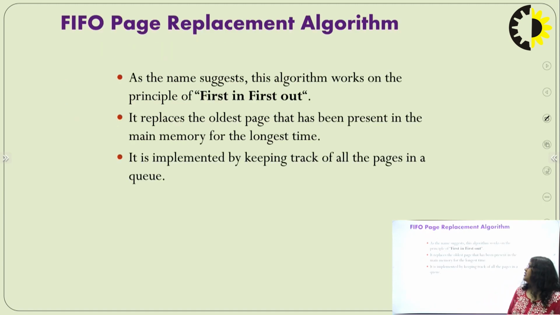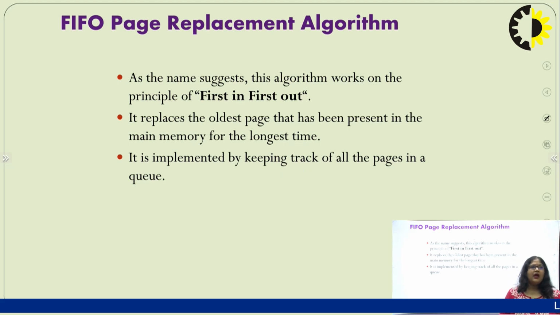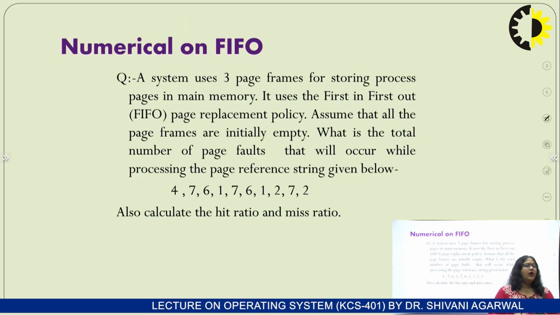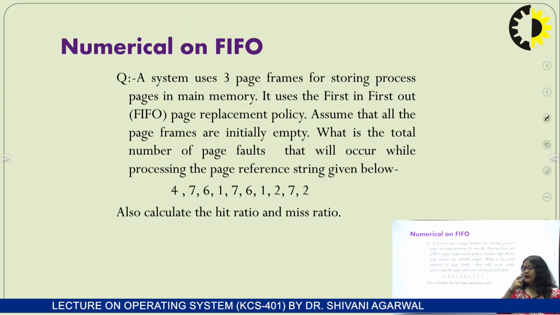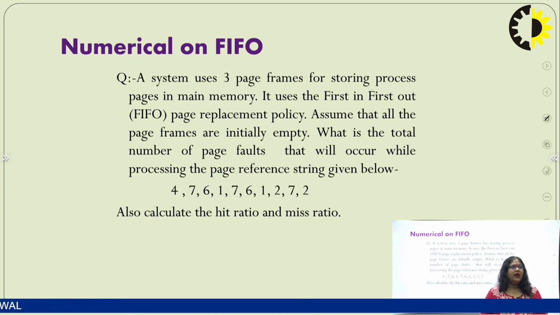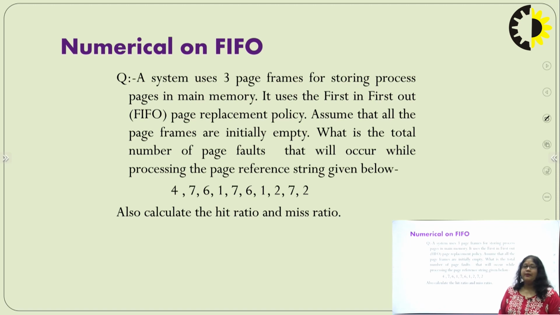FIFO means first in first out. So we replace the oldest page, the one that has been in the main memory for the longest time, and it is implemented by keeping track of all the pages in a queue. So let's take the numerical for that. In this numerical we have 3 page frames for storing pages in the main memory, and initially we assume the page frames are empty, and we put in these pages for processing. Calculate the hit ratio and the miss ratio.